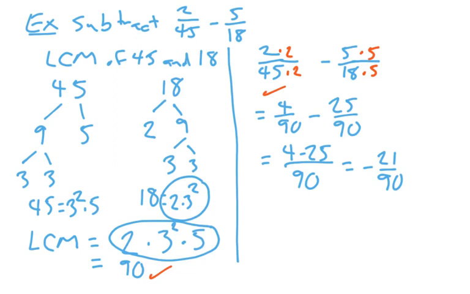We ask ourselves whether that can be simplified any. We look for common factors between the 21 and the 90. And I think that I see a 3 in common. I believe I do. The 21, just leaving the negative sign out here, 21 is 3 times 7. 90 is 3 times 30. The 3's divide out, and the fraction simplifies to negative 7 over 30.